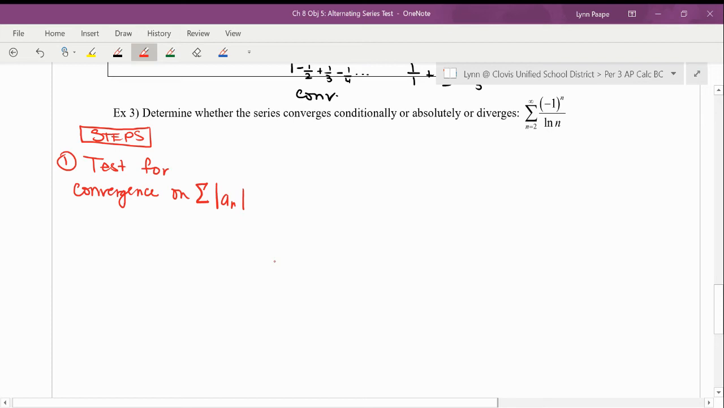Can I stop, or do I need to keep going? I guess that's what I want to say. But again, you don't need to do it this way. This is just the way I do it. Okay, so I'm going to go ahead and test for that convergence.